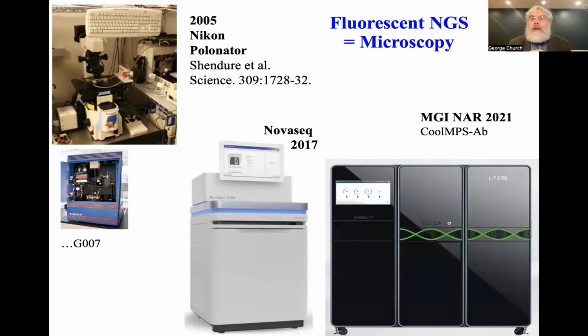Now, we'll maintain that essentially all fluorescent next-generation sequencing is microscopy. It is not something that you can use to streamline microscopy. It includes microscopy, and that goes back to our first paper in 2005, where we used a Nikon microscope to do the sequencing by synthesis and sequencing by ligation. The G007 in 2007 and modern NovaSeq and MGI, cool MPS technologies. These are all imaging, but in monolayers, so nanometer thickness. We need much thicker specimens, so we get thousands of times more reads per square millimeter.